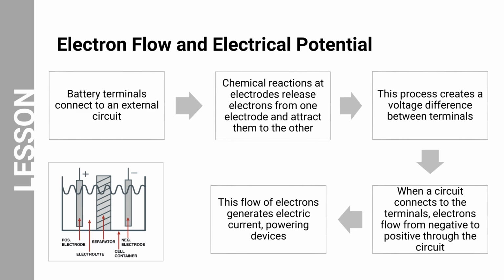Lastly, when a circuit is connected across the terminals, electrons flow from the negative terminal to the positive terminal through the external circuit. This flow of electrons is what creates the electric current that powers devices.